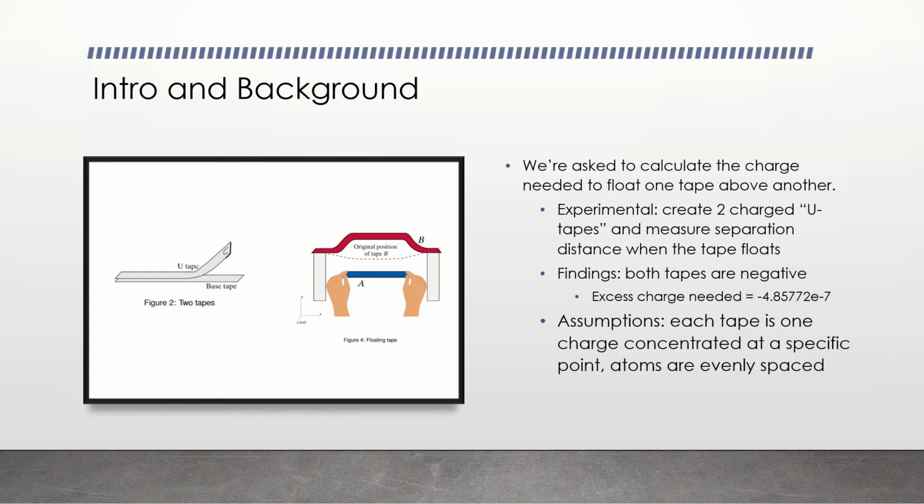I also determined that the excess charge needed was a negative number, which makes sense because these tapes will be negative, so therefore they need an excess amount for the tape to float. If it was positive, then potentially the tape would be attracted.